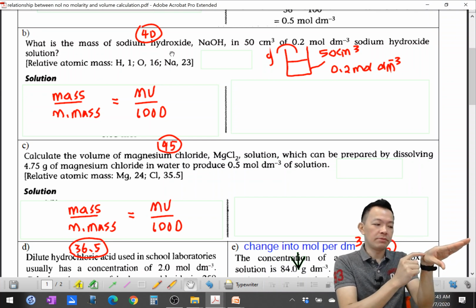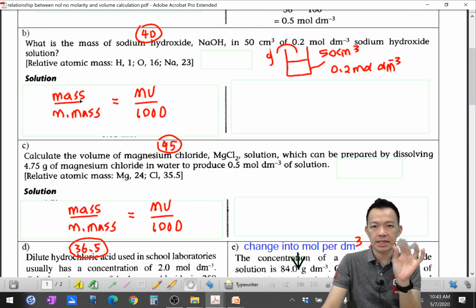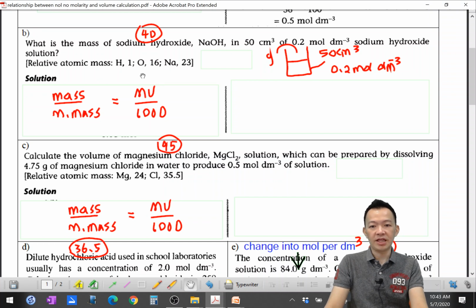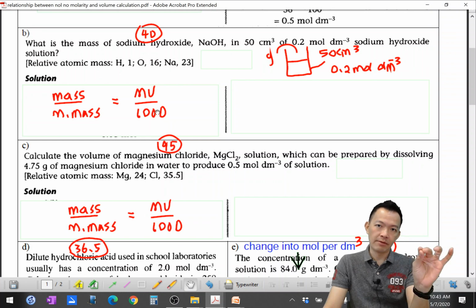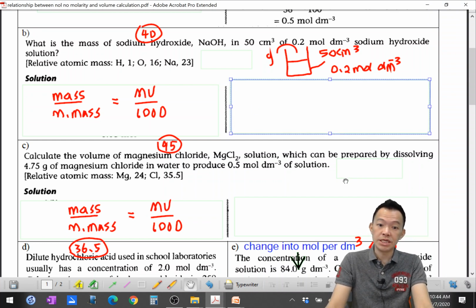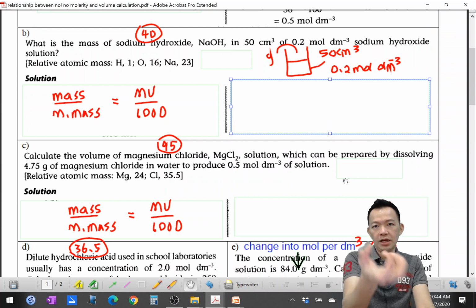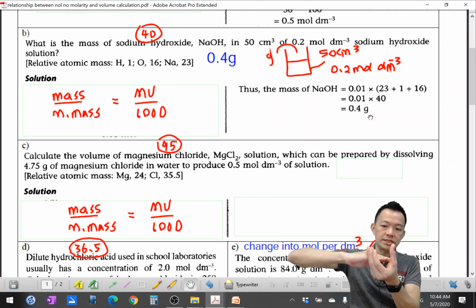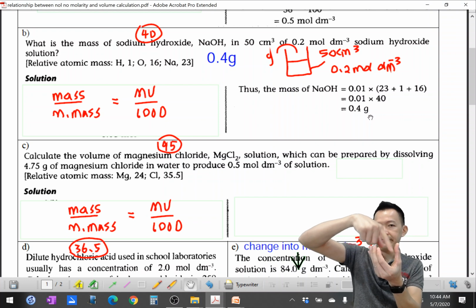Look at your left hand: mass per molar mass equals MV per thousand. Mass, how much sodium hydroxide to add? Unknown. Molar mass of sodium hydroxide is 40 gram. Molarity, the doctor wants 0.2. Volume, the doctor wants 50, per thousand. With this formula for making medicine from powder, I just replace the numbers and use the calculator. I'll give you the answer, 0.4 gram. So weigh 0.4 gram, measure 50 ml of water with a measuring cylinder, pour it in, add the powder and stir.